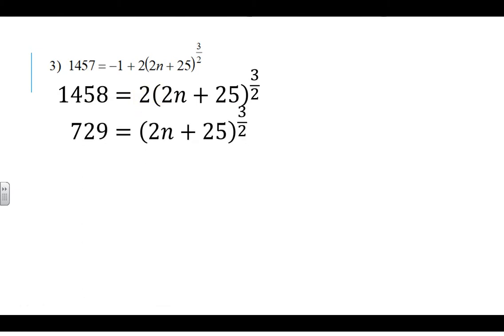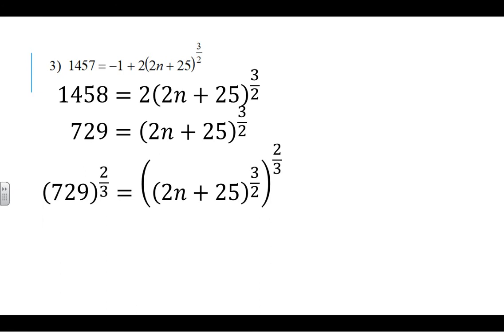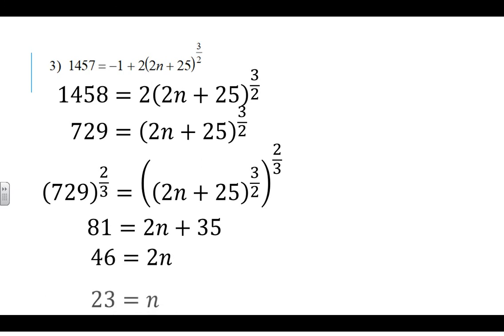Now, because this entire thing is in parentheses, you can do your reciprocal, and then apply that power over root rule to the left side. So do the reciprocal, power over root on the left, and now we're at algebra that we all know how to do. Subtract 35, divide by 2. Sorry I didn't show those steps, but you guys can handle it.